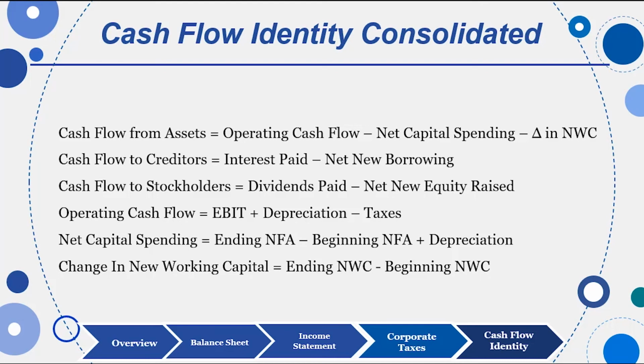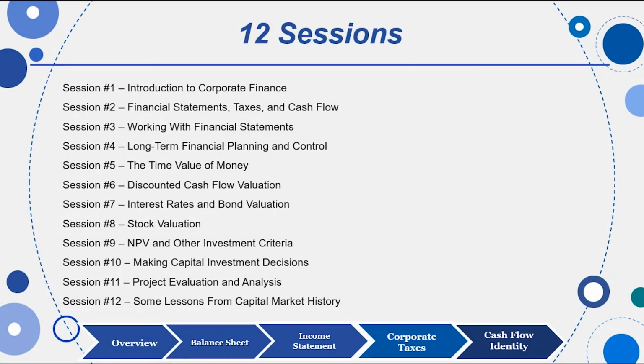For some reason, our author doesn't look too closely at gross fixed assets. If they would, we could just use ending gross minus beginning gross. It would be much simpler. And finally, change in net working capital is ending current assets minus current liabilities, minus the quantity beginning current assets minus current liabilities. That concludes our session 2 on financial statements, taxes, and cash flow.